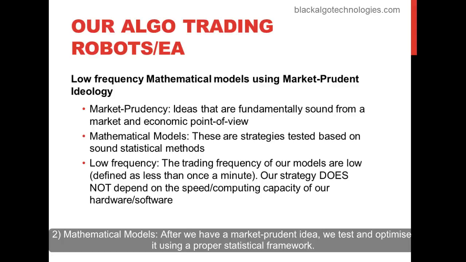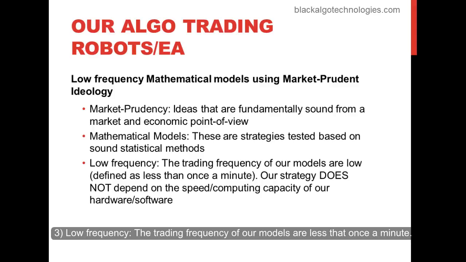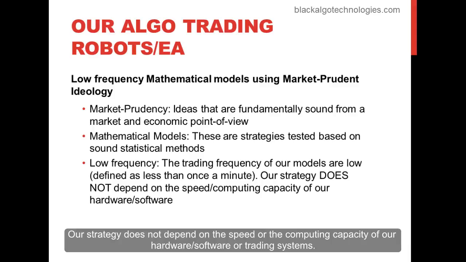Mathematical models. After we have an idea that is market prudent, we test it and optimize it using a proper statistical framework. This will help us develop robots that have positive expectancy in the long run and have proper risk management. Low frequency. The trading frequency of our models is less than once a minute. Our strategy does not depend on the speed or the computing capacity of our hardware, software, or trading systems. Therefore, we are able to execute our models and our robots using basic software and hardware that every retail trader can afford.